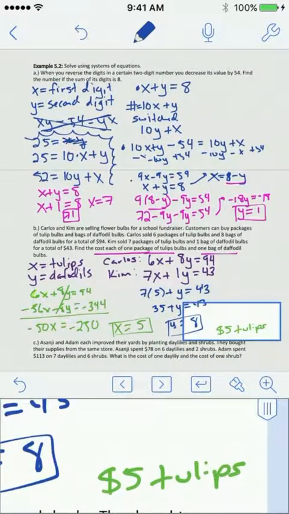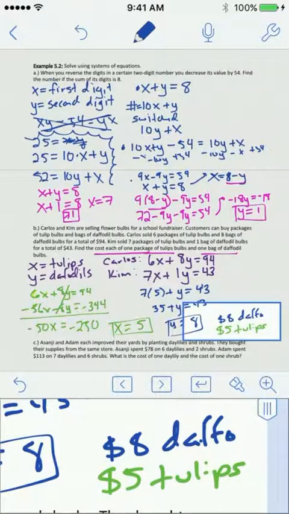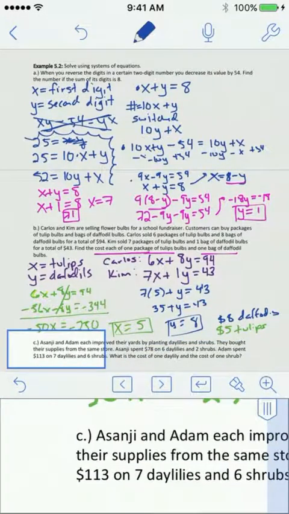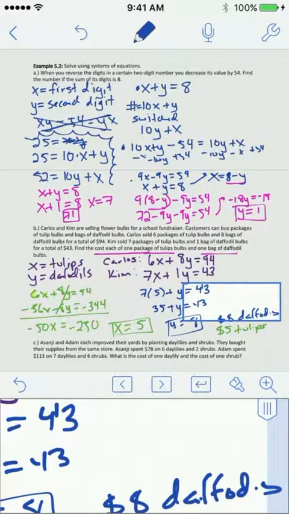That makes sense because daffodils tend to last longer than tulips. Daffodils. Alright, whatever. So $8 and $5.